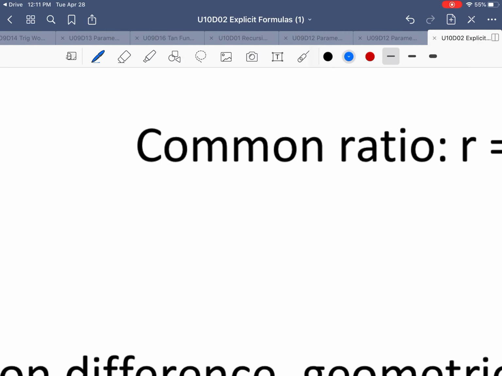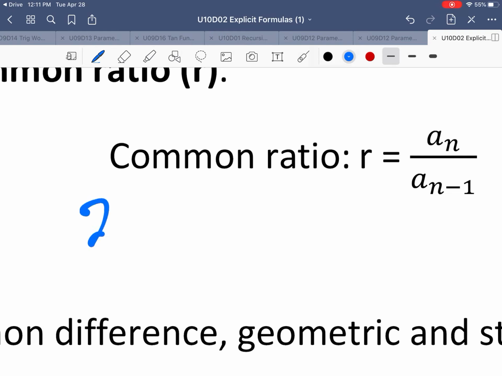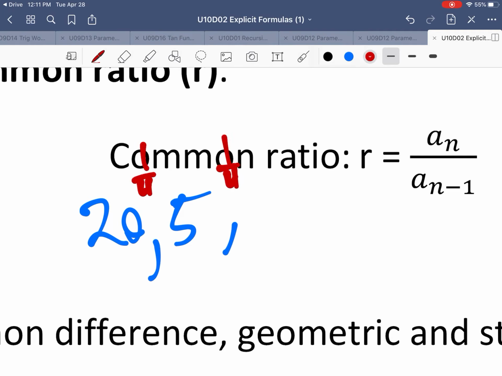So an example would be, let's say, 20, then 5, then... so I'm dividing by 4, times 1/4 is my rule here. So 5 times 1/4 is 5/4. On a calculator as a decimal, that would be 1.25.